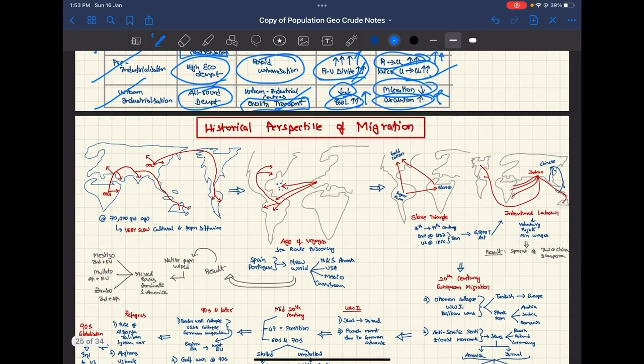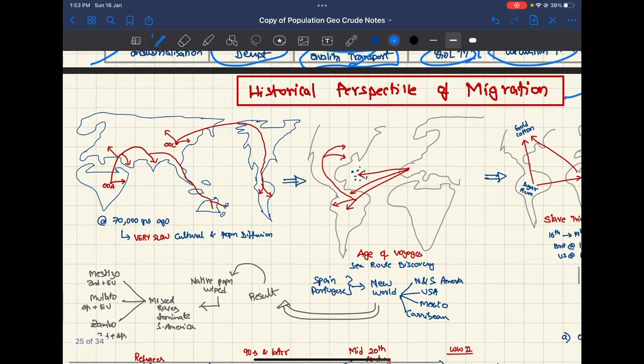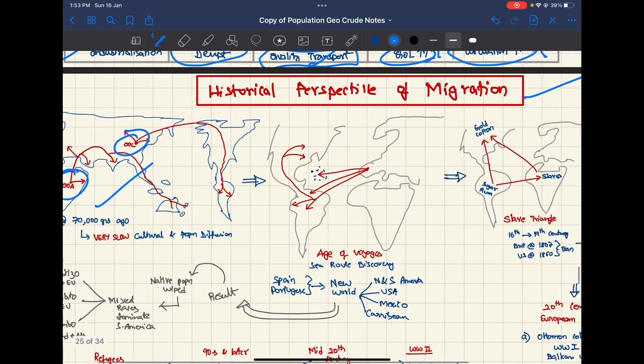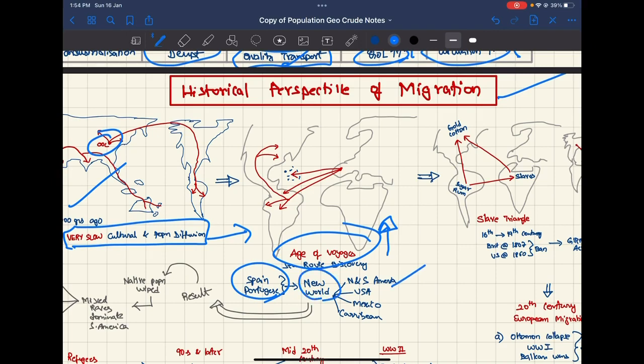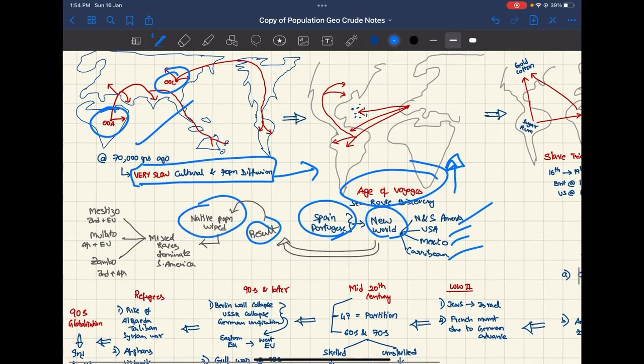Now coming to the historical perspective of migration, initially there is the out of Africa hypothesis and the out of China hypothesis. This is how humans evolved. But this was very slow cultural and population diffusion. With the age of voyages, the speed of cultural and population diffusion increased very highly. The Spanish and Portuguese went to the New World, which is North and South America, US, Mexico, Caribbean. The result is that the native population was wiped out, and mixed races like mestizo, mulatto, and zambo were developed.